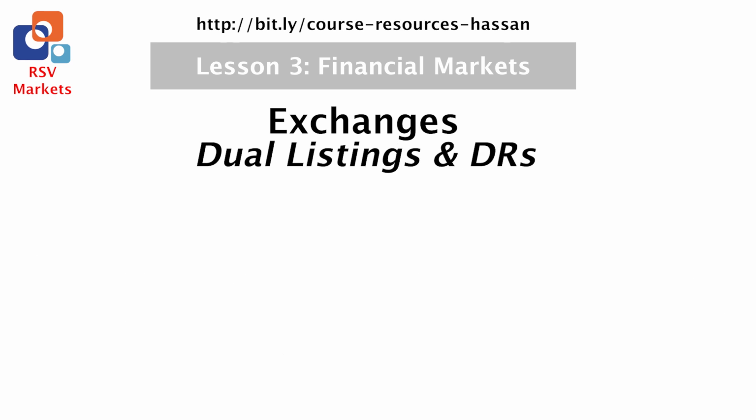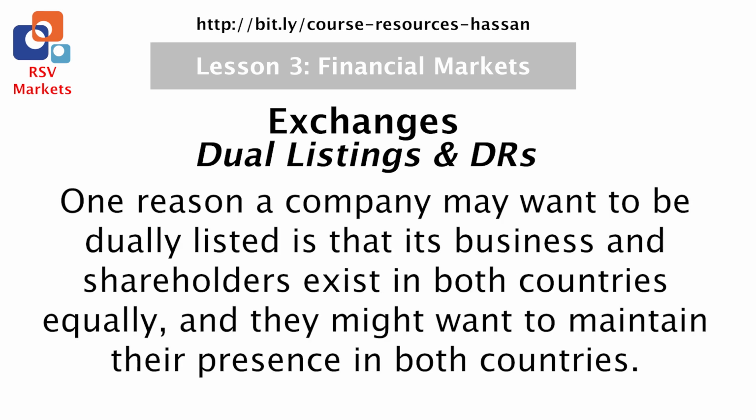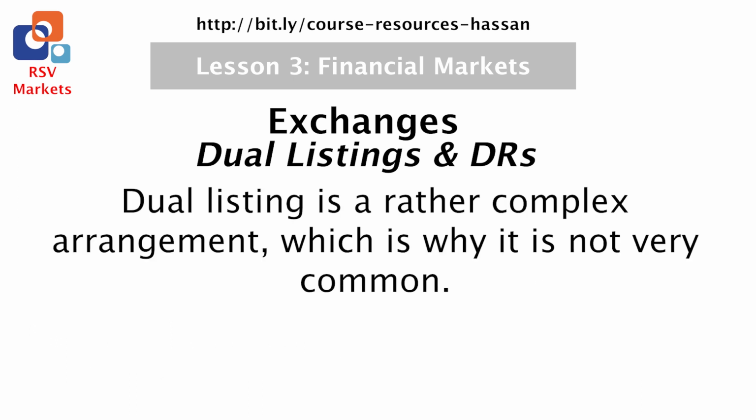Dual listings and depository receipts. Although not very usual, companies can choose to be listed on more than one exchange. This is what we call dual listing. One reason a company may want to be dually listed is that its business and shareholders exist in both countries equally, and they might want to maintain their presence in both countries. Dual listing is a rather complex arrangement, which is why it is not very common.